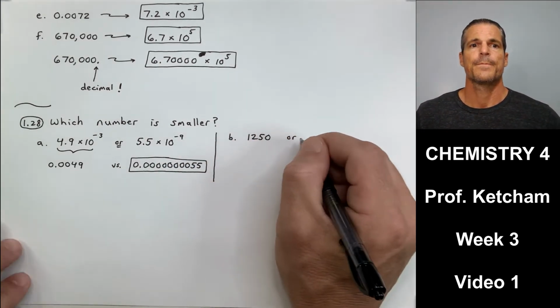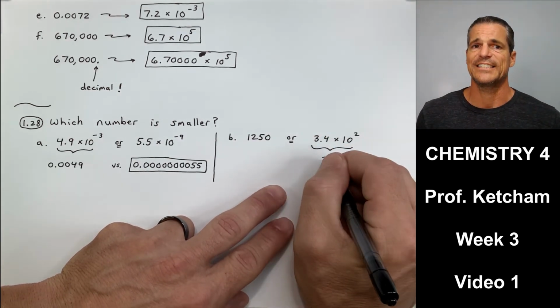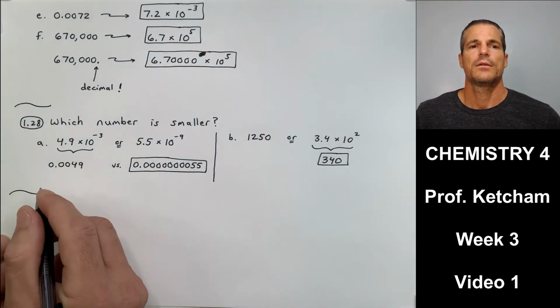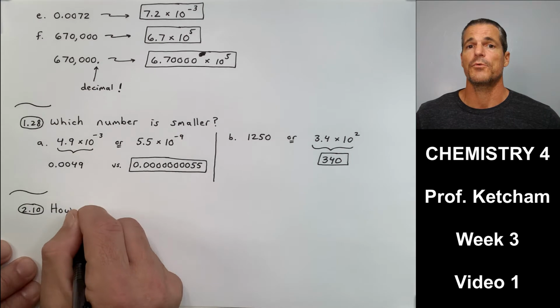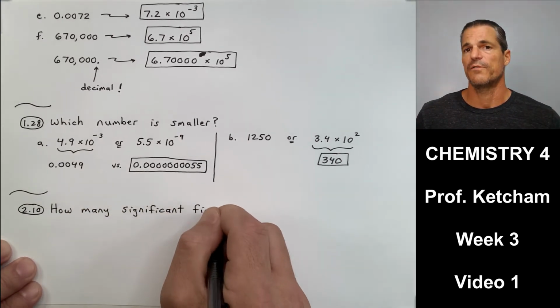All right? Remember, the base number for scientific notation has to be between 1 and less than 10. That's why it's 4.9 and 5.5 over there. All right, for B, 1250 or 3.4 times 10 to the 2nd. Well, 3.4 times 10 to the 2nd is 340, which is smaller than 1250.